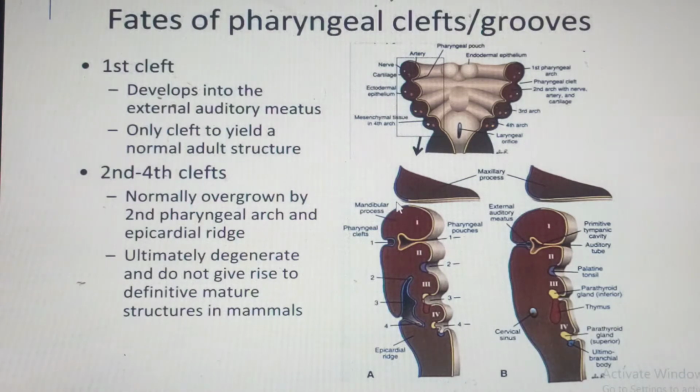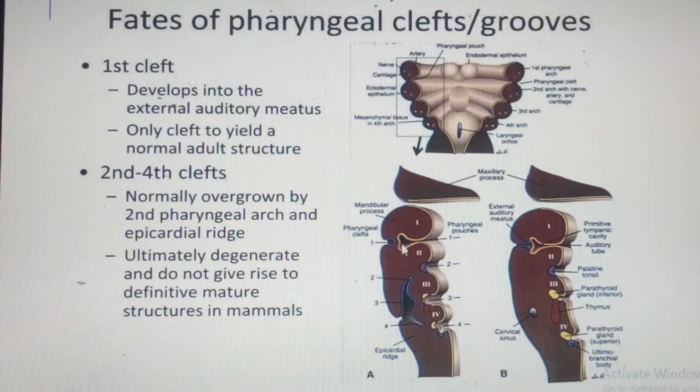What is their fate? Now, if you look at your head and neck area, you see there's only one opening. That's the external auditory meatus, or the external auditory canal. And that external auditory meatus will develop from the first pharyngeal cleft. Apart from that, it also gives rise to the outer layer of the tympanic membrane.